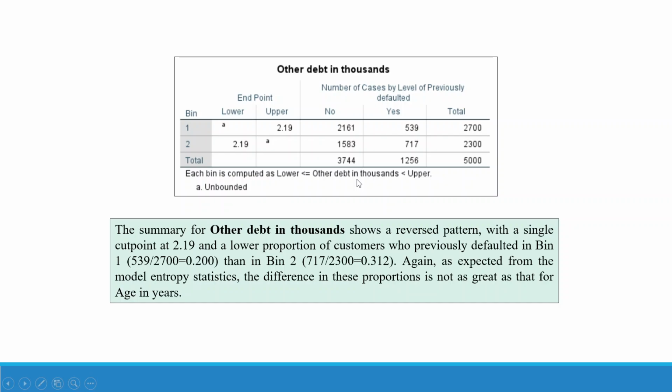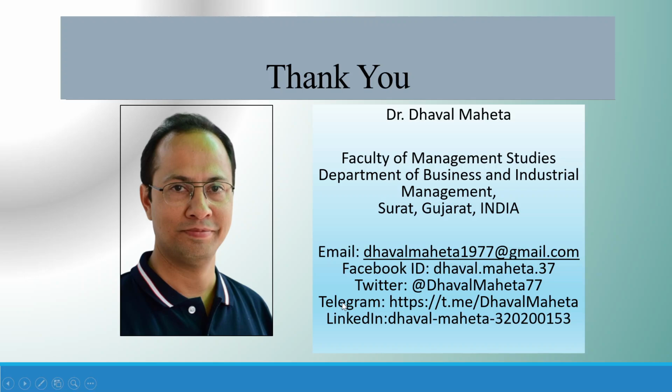Naturally, why did the reversal happen? Because as the debt increases, the possibility of default increases. Again, as expected from the model entropy statistics, the difference in this proportion is not as great as that for age in years. The difference is very small. The proportion of defaulters in bin 1 is 0.2 and in bin 2 is 0.312, so it's not large. So this was all about optimal binning in SPSS.